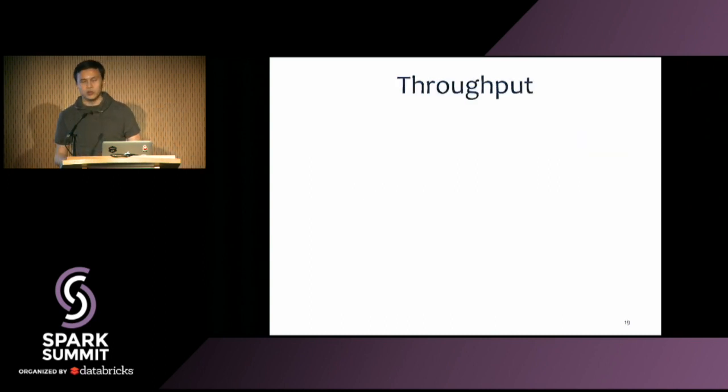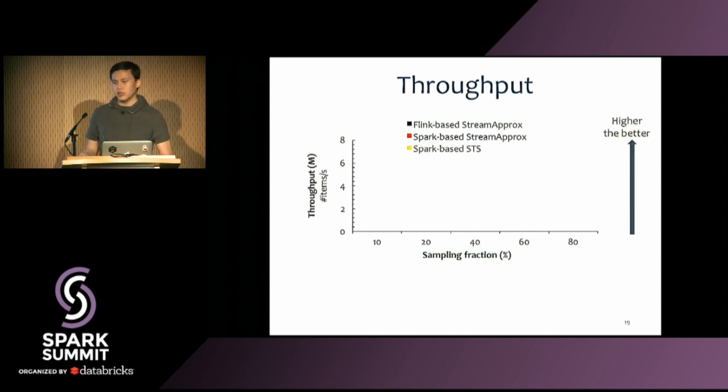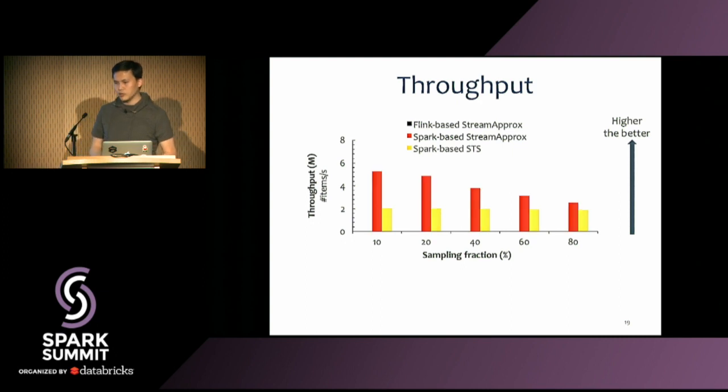First, take a look at the throughput of the evaluated systems. On the x-axis, we show the different sampling fractions, and on the y-axis, we show the throughput of the evaluated systems. The higher, the better. First, let's look at the Spark-based stratified sampling system. As you can see, it does not scale very well with different sampling fractions because it requires shuffling the data to take a sample and synchronization between workers to take a sample of the input stream.